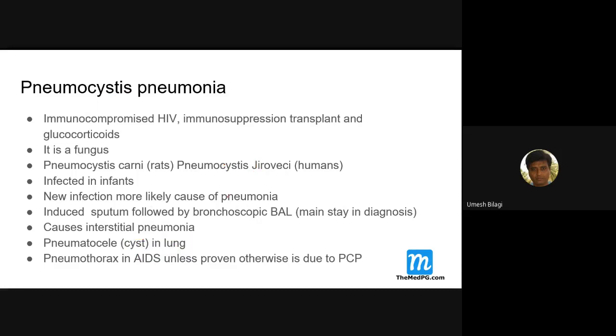So these organisms produce cysts in the lung. And if there are cysts in the lung, then the patients are prone to pneumothorax. They can burst into the pleural cavity and patients can develop pneumothorax. If a patient with HIV and AIDS comes with sudden onset of signs of pneumothorax, you should suspect PJP or PCP. Got my point?